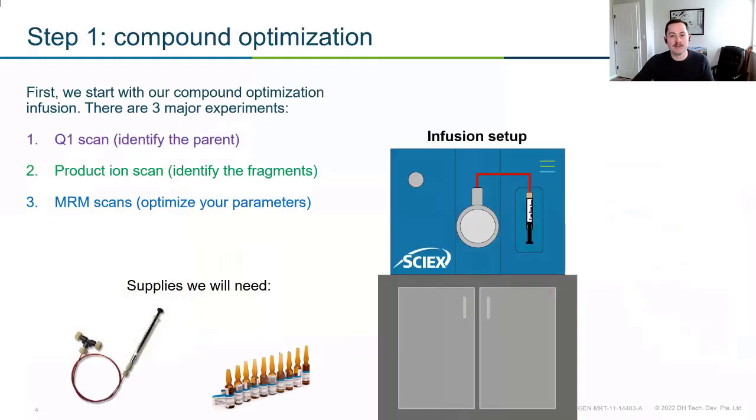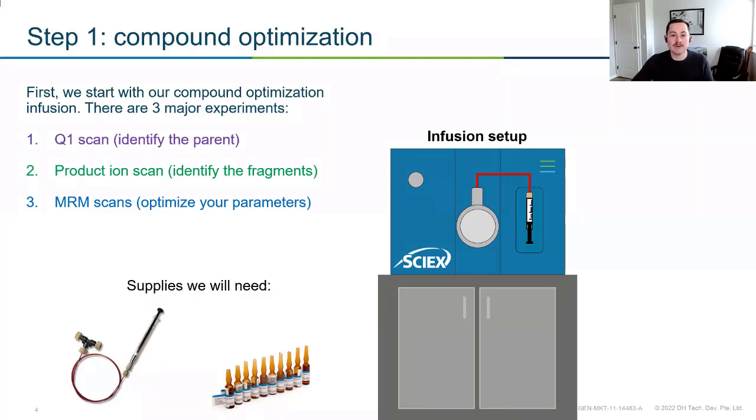So up first, we're going to go ahead and identify our product, or do that Q1 scan. If you remember from the previous session when we were talking about parents, the parent is what we're interested in. So let's say if we are interested in a particular compound, that is what we're going to be looking for. We first need to identify it. So we're going to do a Q1 scan, which is going to scan an area, and we're going to talk a little bit about how to set that up.